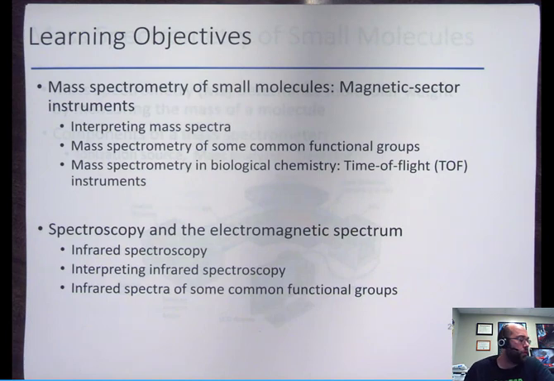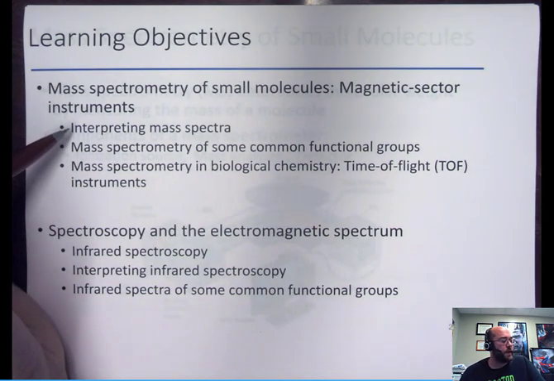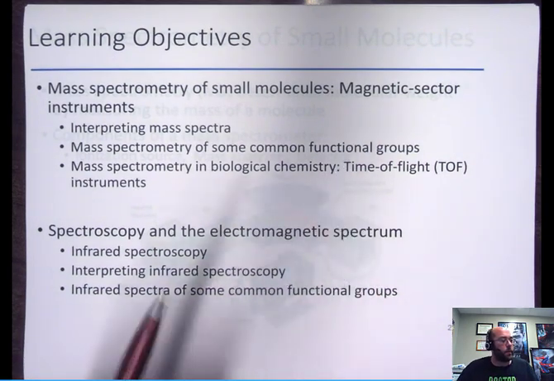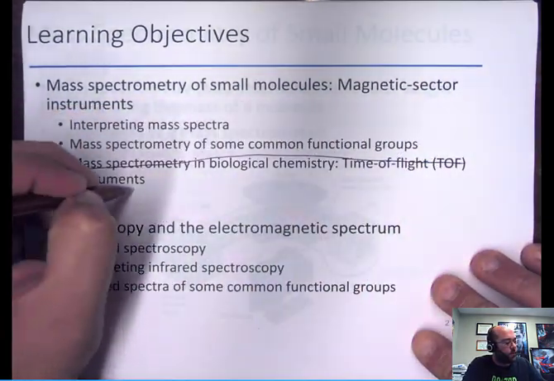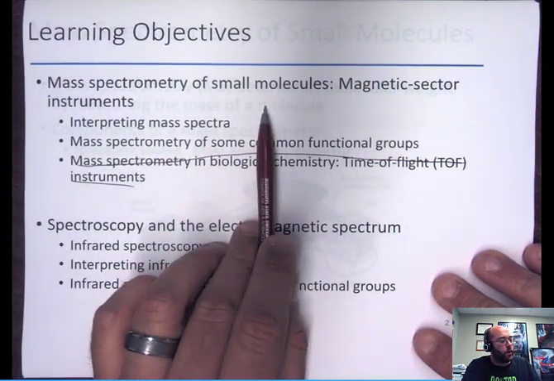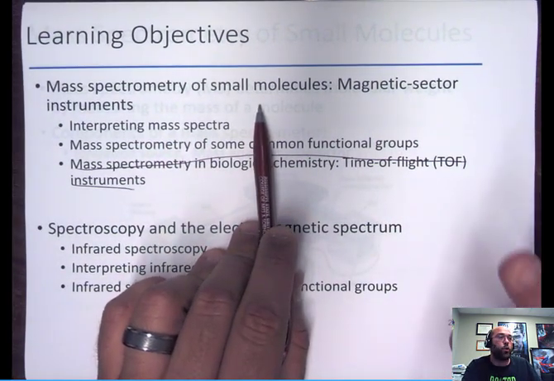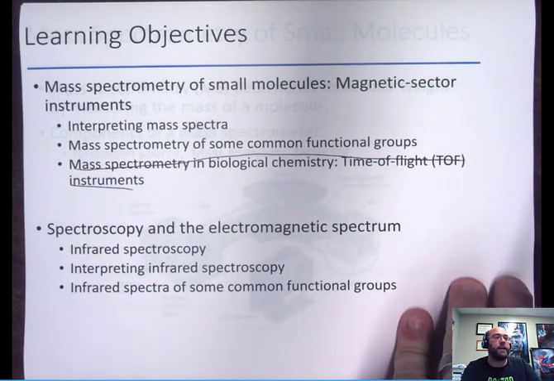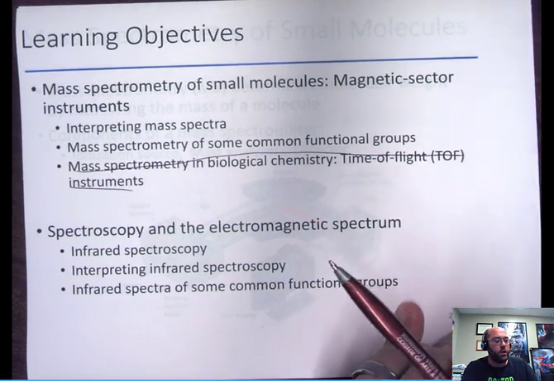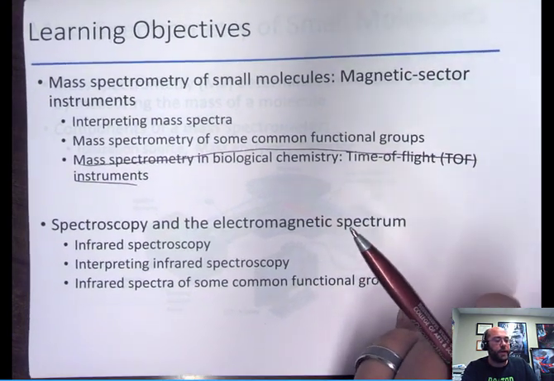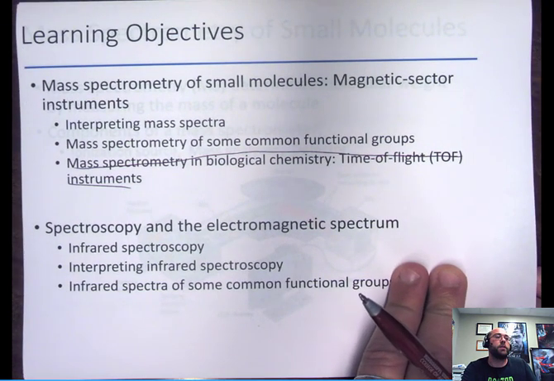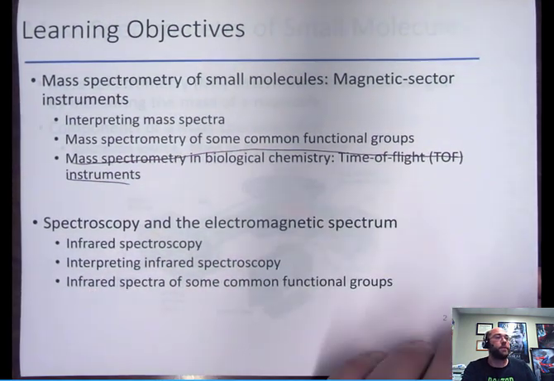There's a bunch of stuff here, but really what we want to be able to do is interpret mass spectra. We'll talk about some common functional groups, and we won't really worry about the time of flight stuff for biological, but for organic chemistry, we are typically looking at small molecule determination. We can get a glimpse of structure, but later on in chapter 13 or in a different chapter, we'll be talking about NMR, and that's going to be a little more informative, right? And of course, the IR objectives will be in the second video.